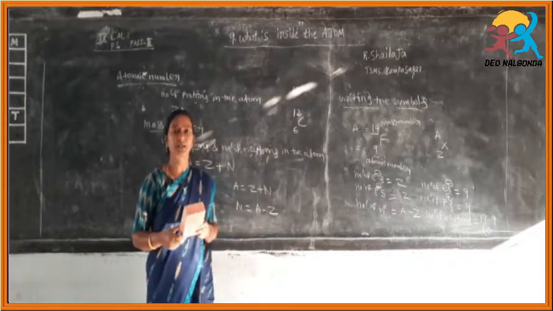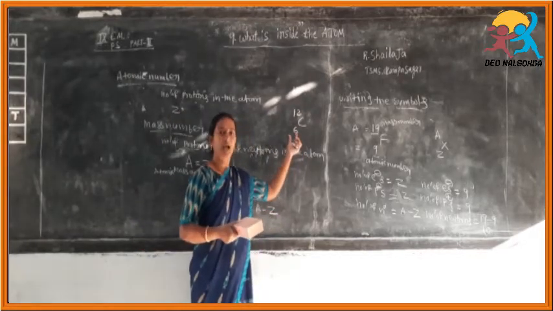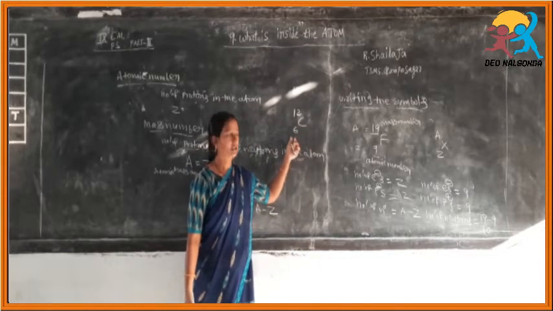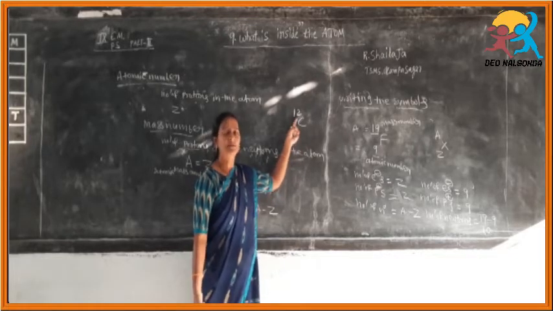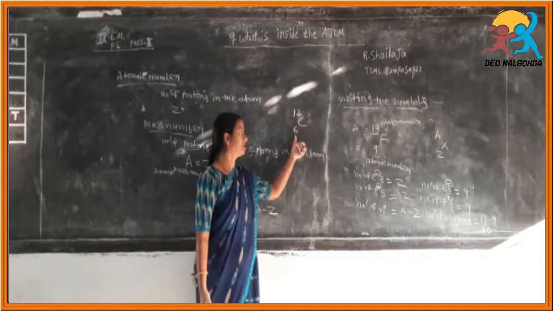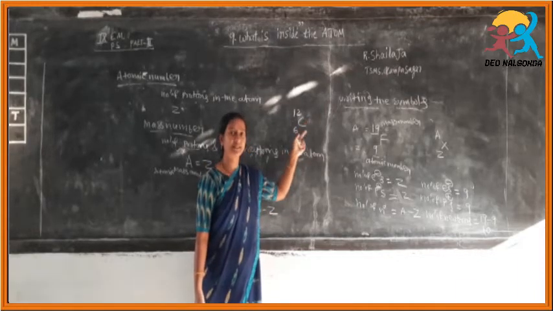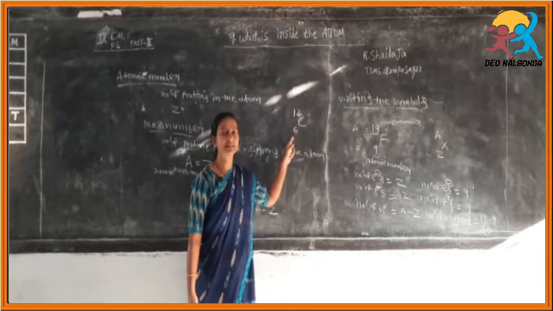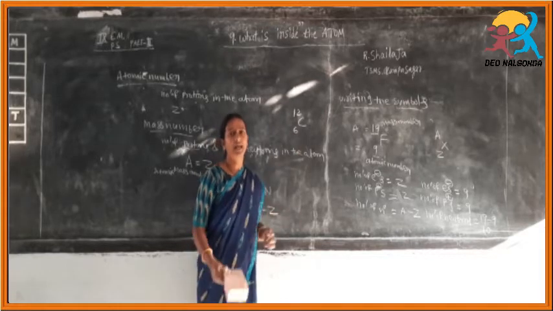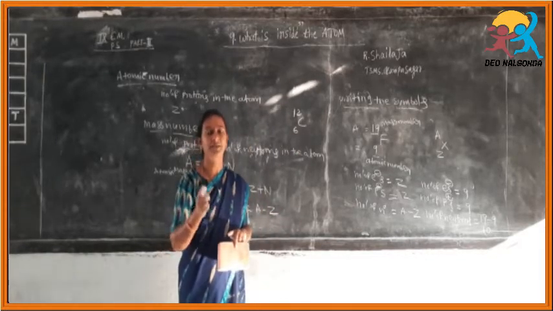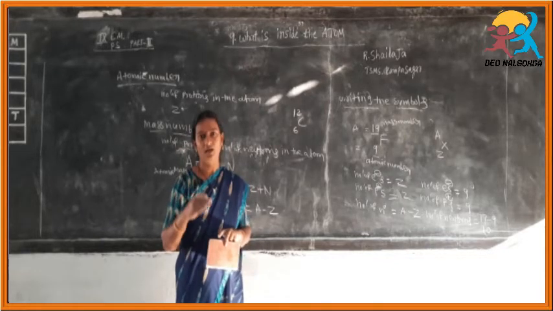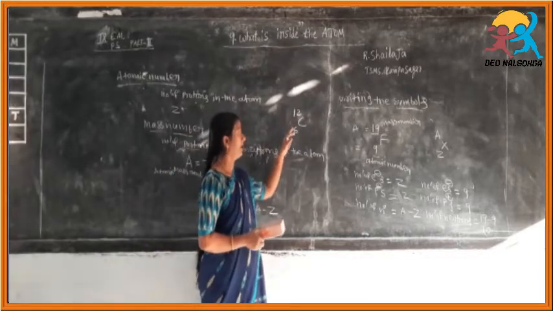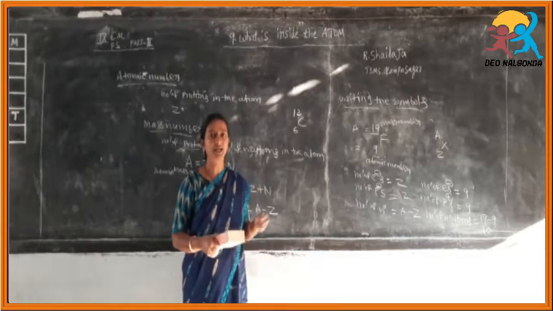Suppose C 6 12. So this is the symbol I am writing here. Can you guess what this atom is? C represents carbon. Here 6 is the atomic number, 12 is the mass number. We can easily say 6 electrons for a neutral atom, 6 protons, and 12 minus 6, that is 6 neutrons. In the textbook there is a table of number of electrons, protons and neutrons for certain elements, hydrogen, helium, lithium. So we can observe how many electrons, protons and neutrons are in the atom.